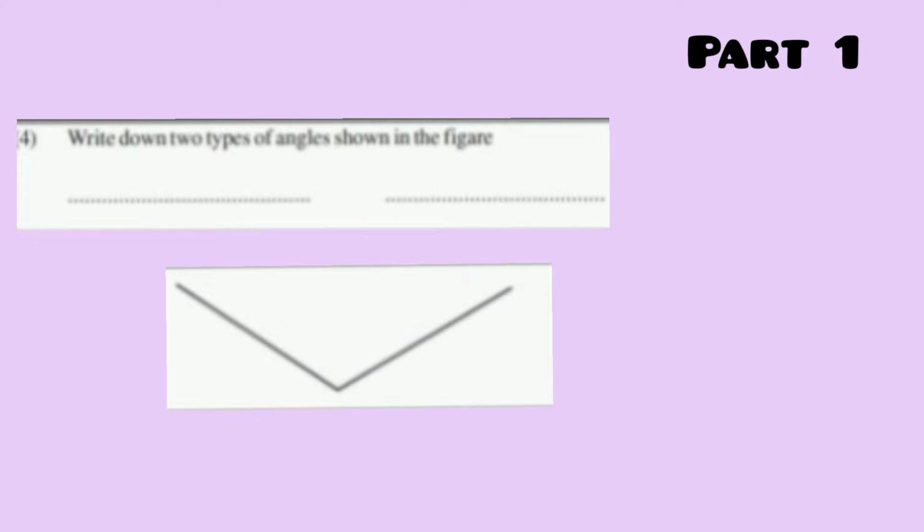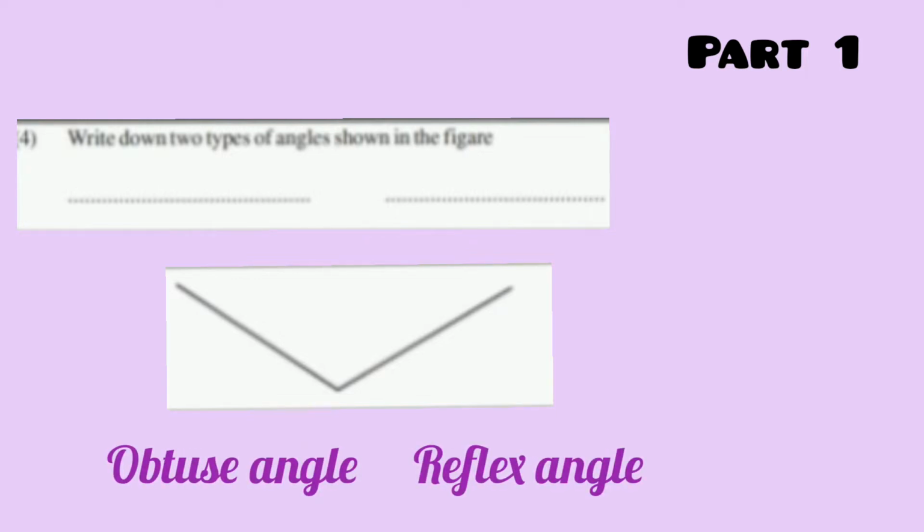Fourth question, write down two types of angles shown in the figure. If we consider this figure, the smaller angle is an obtuse angle. The other angle around the vertex point is a reflex angle.